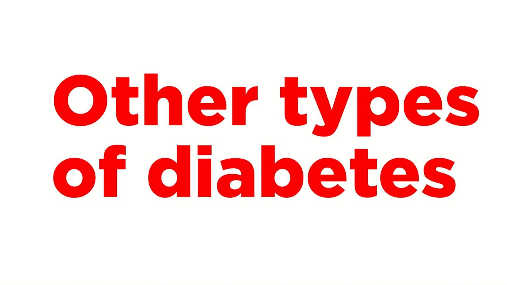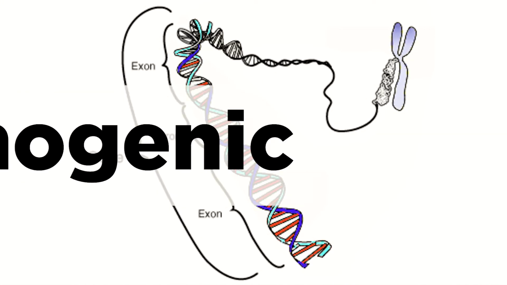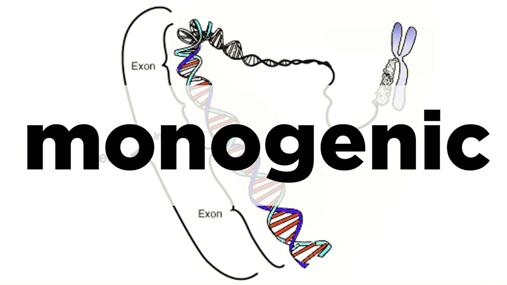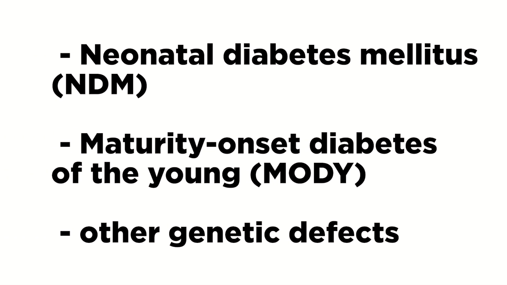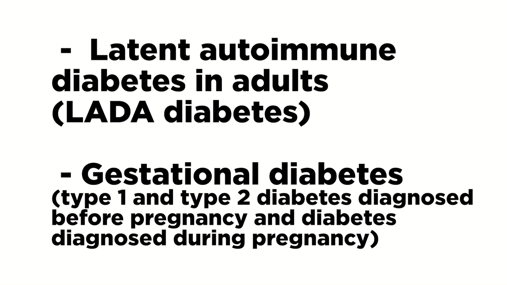Other types of diabetes. Rare forms of diabetes result from mutations or changes in a single gene and are called monogenic. These are neonatal diabetes mellitus, maturity onset diabetes of the young, and other genetic defects. Also distinguished separately are LADA, latent autoimmune diabetes in adults, and gestational diabetes: type 1 and type 2 diabetes diagnosed before pregnancy, and diabetes diagnosed during pregnancy.